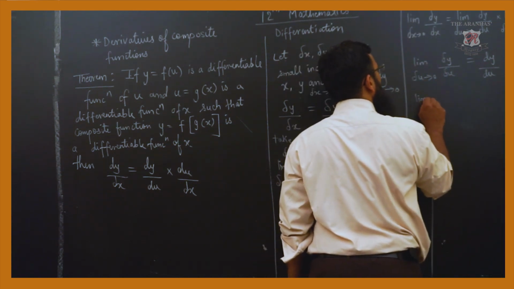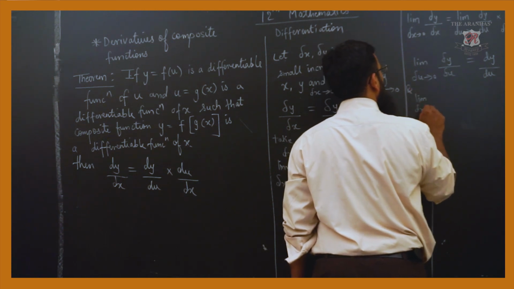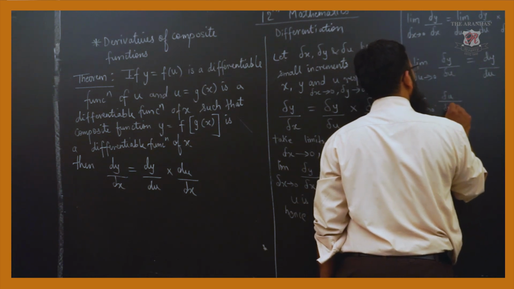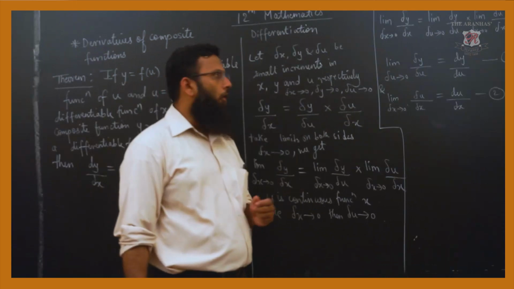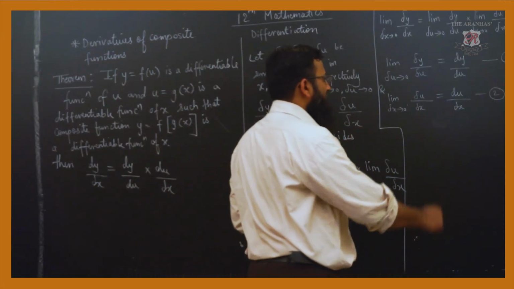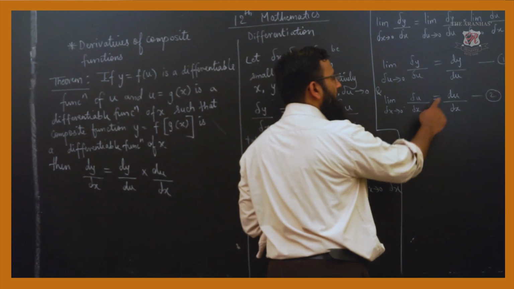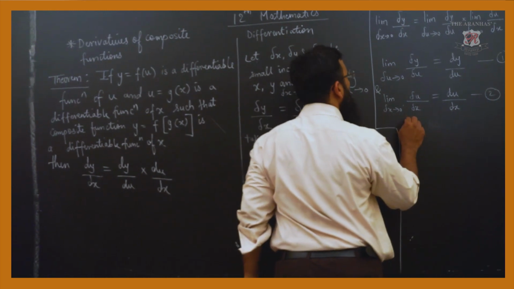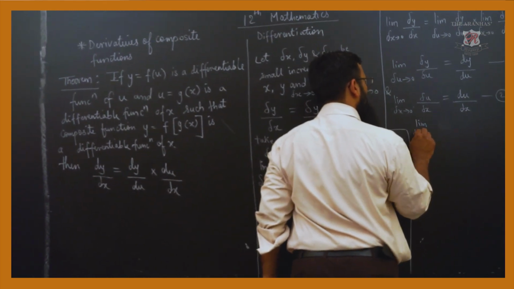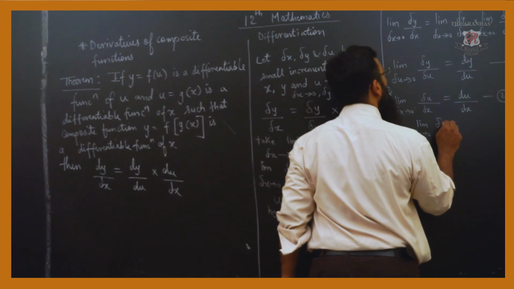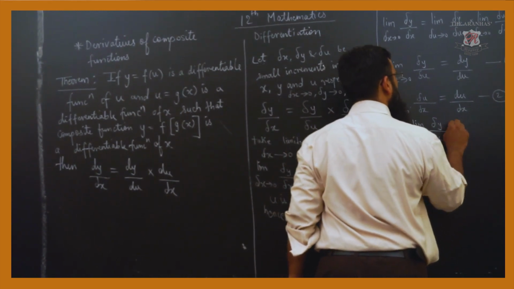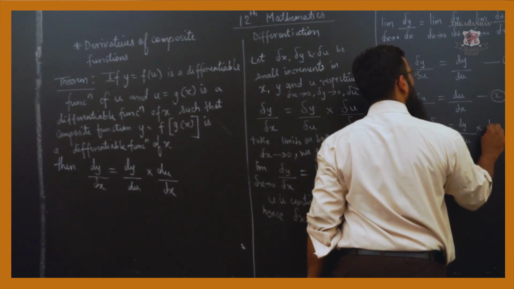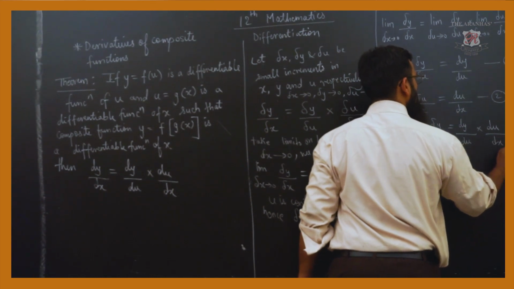Also we know that limit delta x tends to 0, delta u by delta x is du by dx. Let us call this equation 2. So if I apply both equation 1 and 2 in the above equation, it becomes limit delta x tends to 0, delta y by delta x is equal to dy by du into du by dx.